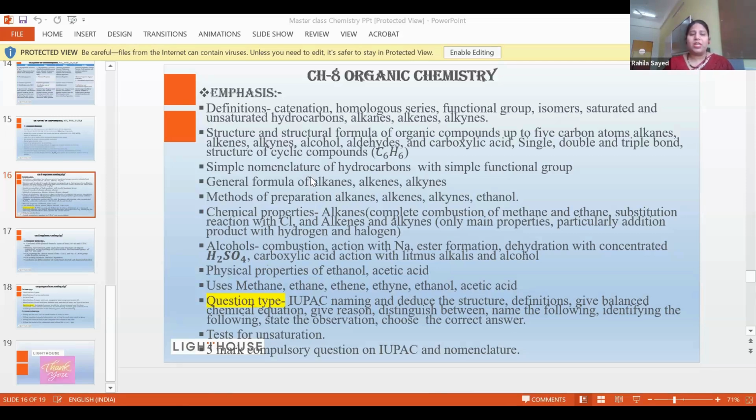The type of questions: a 5 mark compulsory question on IUPAC and nomenclature, tests for unsaturation, then deduce the structures, definition, give balanced chemical equation, then give reasons, distinguish between, name the following, identify the following, state the observation, choose the correct answer, and so on. So these are the type of questions that are asked from organic chemistry.